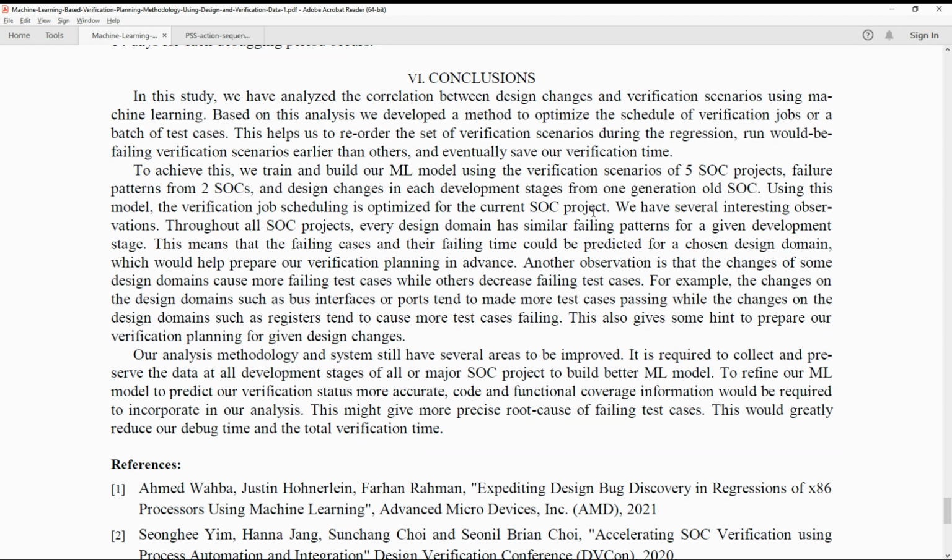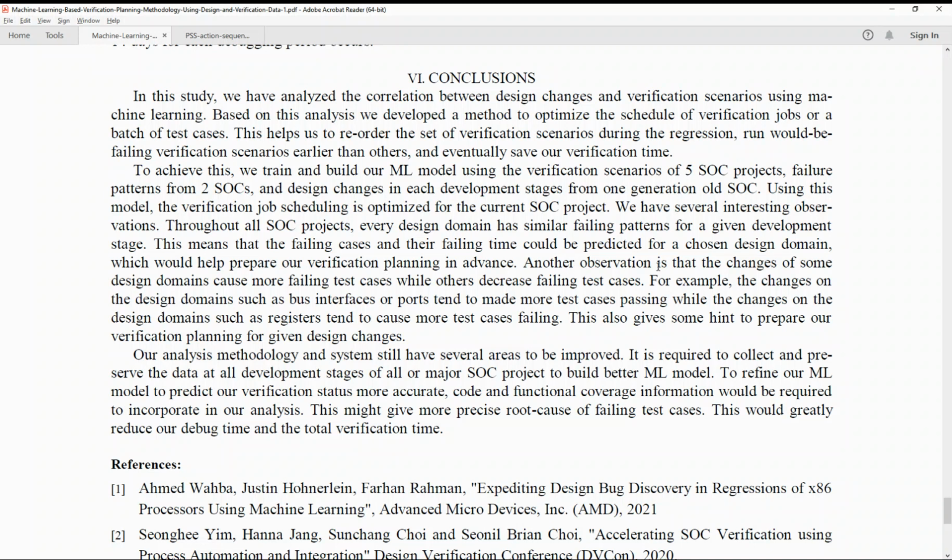We have several interesting observations. Throughout all SoC projects, every design domain has a similar failing pattern for a given development stage. This means that the failing cases and their failing time could be predicted for a chosen design domain, which would help in preparing our verification planning in advance.